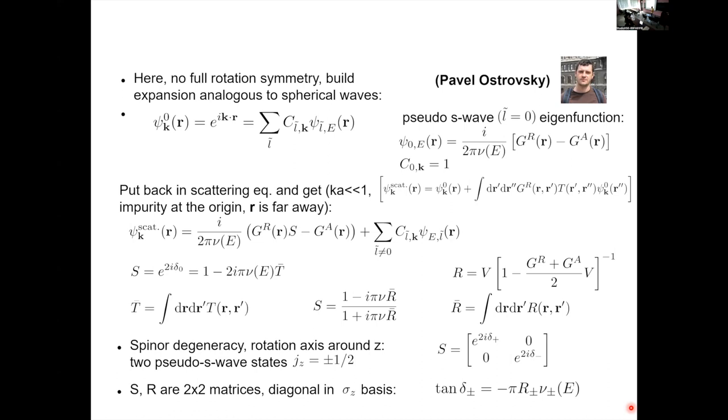And delta plus and delta minus are not related each to a node. They're not related to the node. Okay. They're not related. But of course, the fact that you have two nodes.